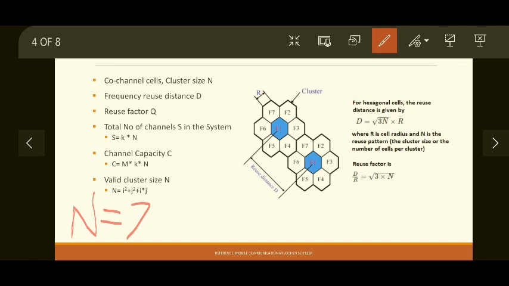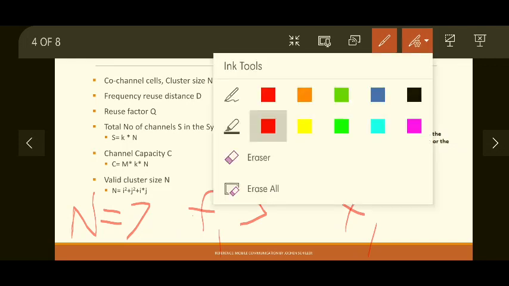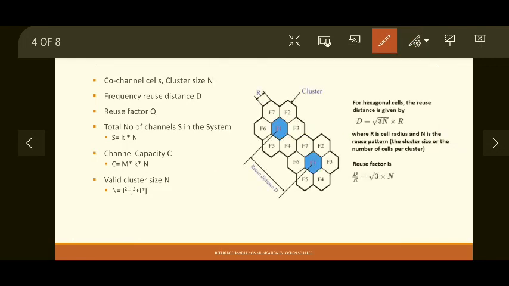Now this same set can be used by other cells also, but at how much distance, that we will see, and then we will see what co-channel cells are. In this diagram the colored cells are using the F1 set of frequencies. These are away from each other by a reuse distance of d. So the distance between two cells which are using the same set of frequencies is called the reuse distance. So the frequency reuse distance d is defined as the distance between co-channel cells.